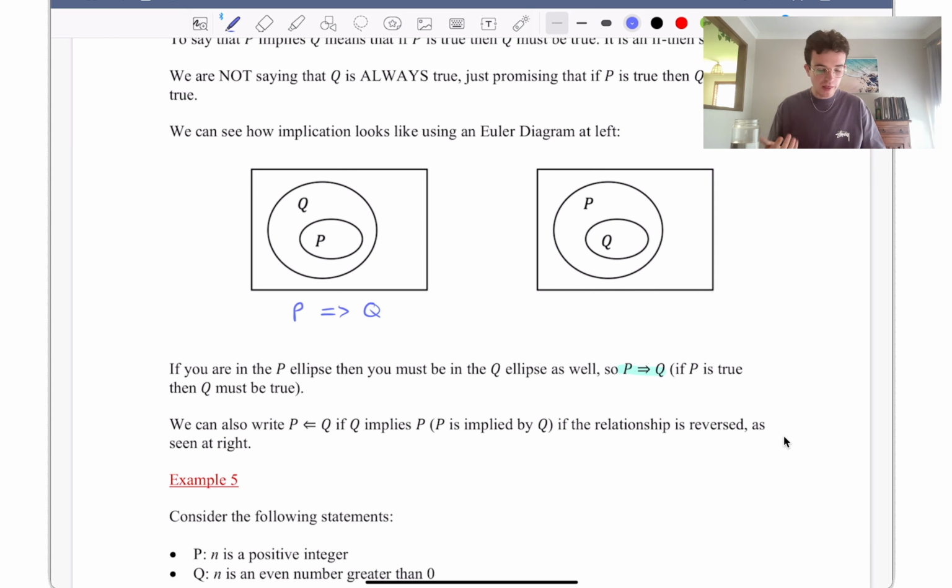Now we can also write the opposite. So Q implies P. That is the opposite of that basically. So Q implies P, or P, Q with a backwards implication symbol, P. And that's the same as P implying Q. So we can see here, if Q is true, then P is going to be true at the same time.